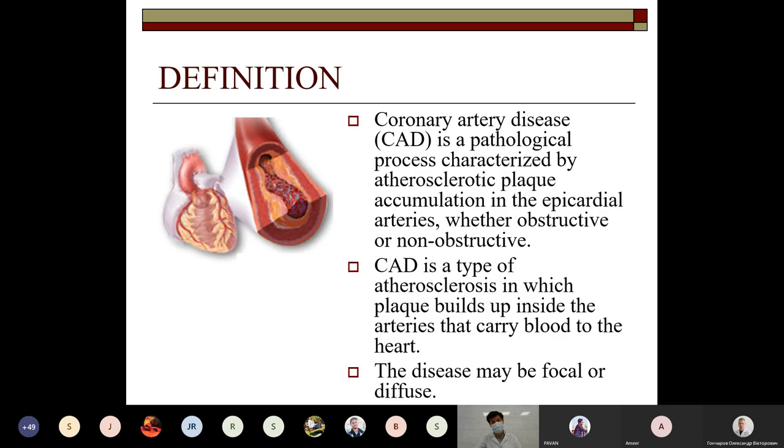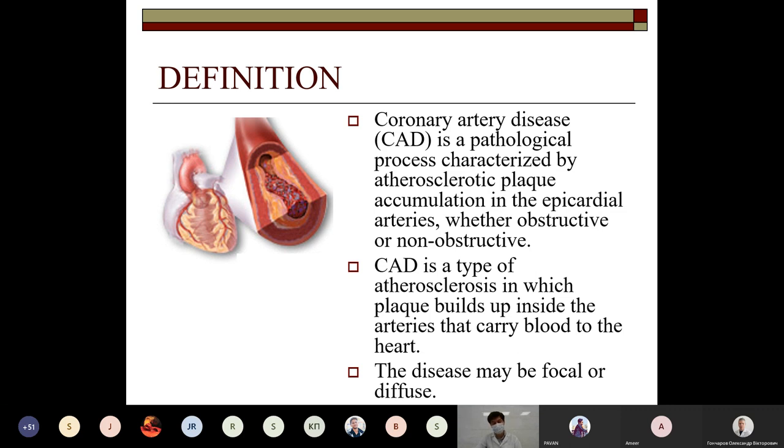So you can see on this slide the classic definition of coronary artery disease. That is a pathological process that develops after atherosclerotic plaque accumulation in the epicardial arteries, which are large subepicardial arteries, and has obstructive and non-obstructive components. Both components are critically important to understand how many phenotypes of stable coronary artery syndrome exist.